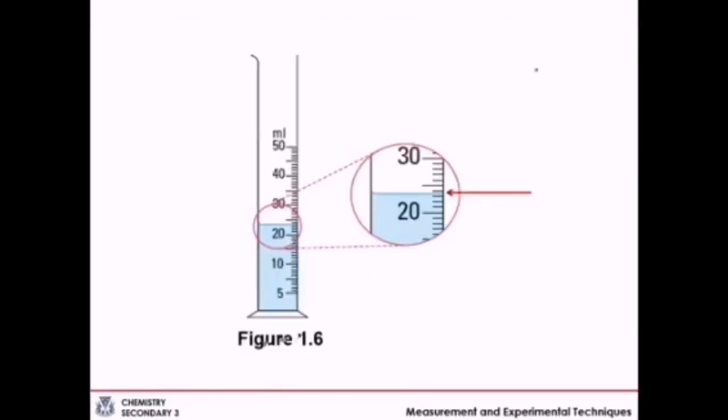Let's see how you will calculate the reading of this liquid. Now the meniscus is exactly meeting the line. If I zoom in for you, it is exactly 23.5 cm cube of that liquid. That's how you will take the reading.